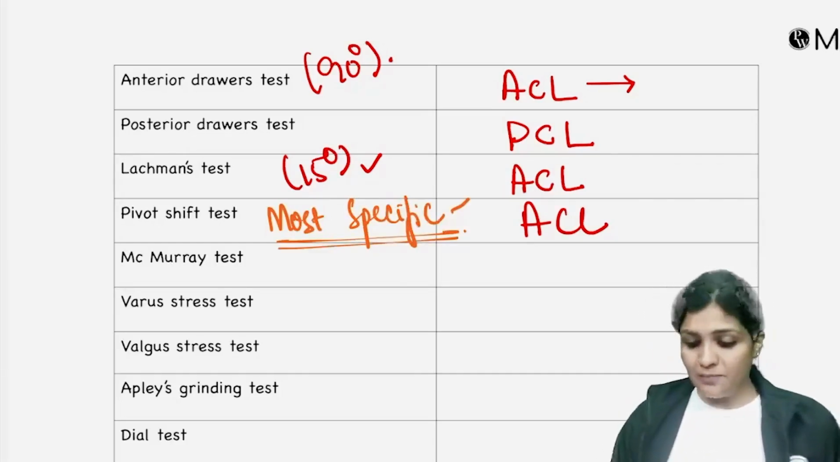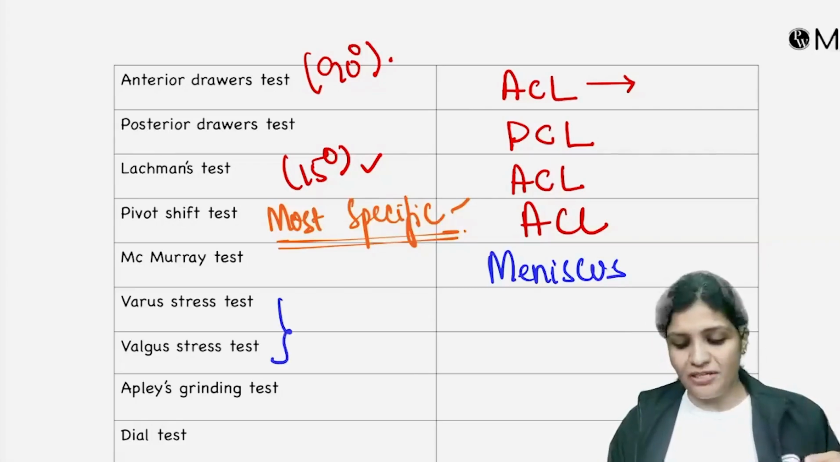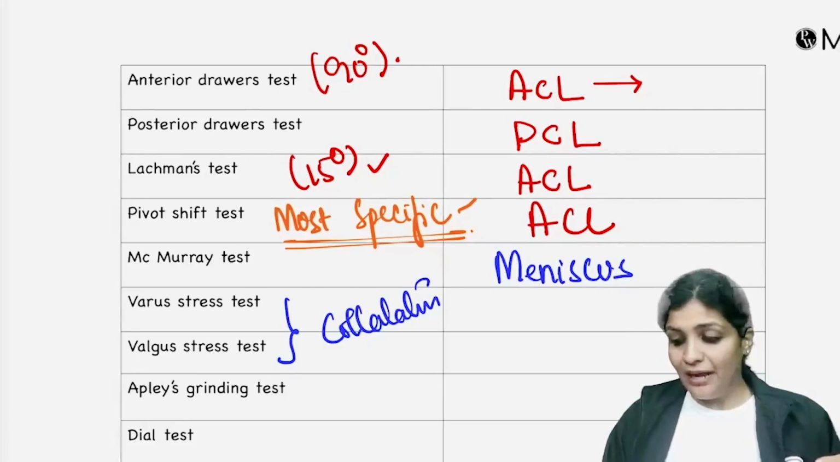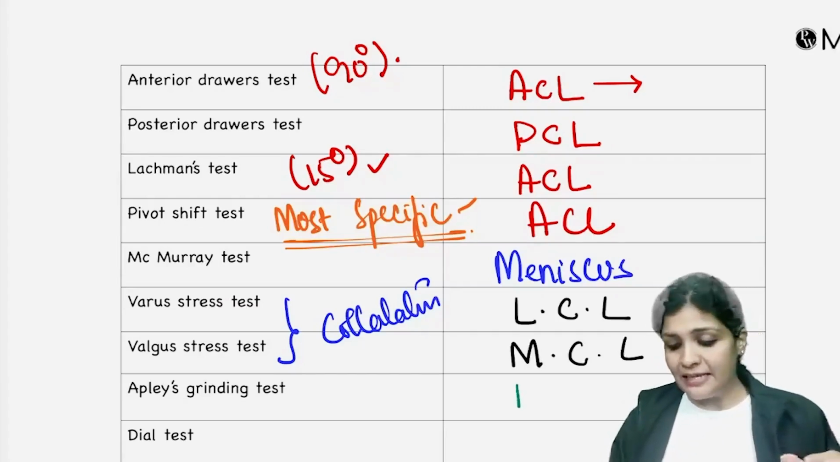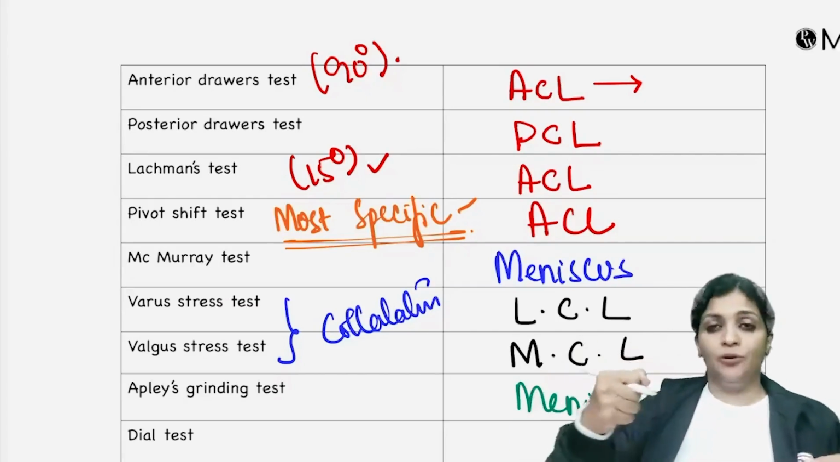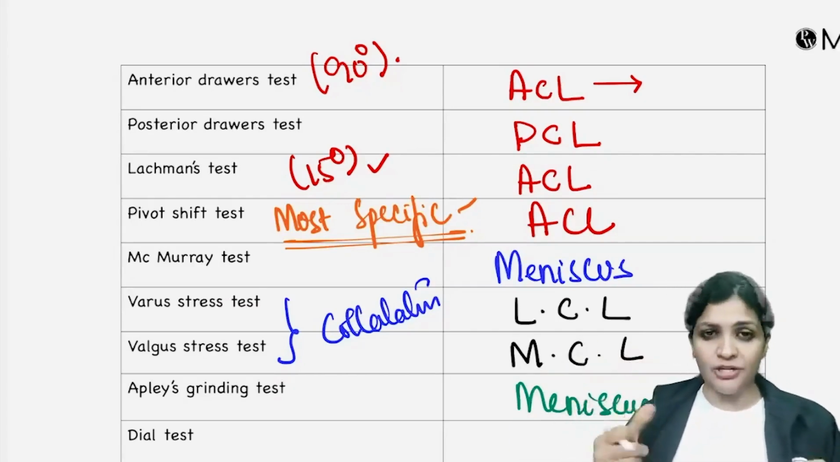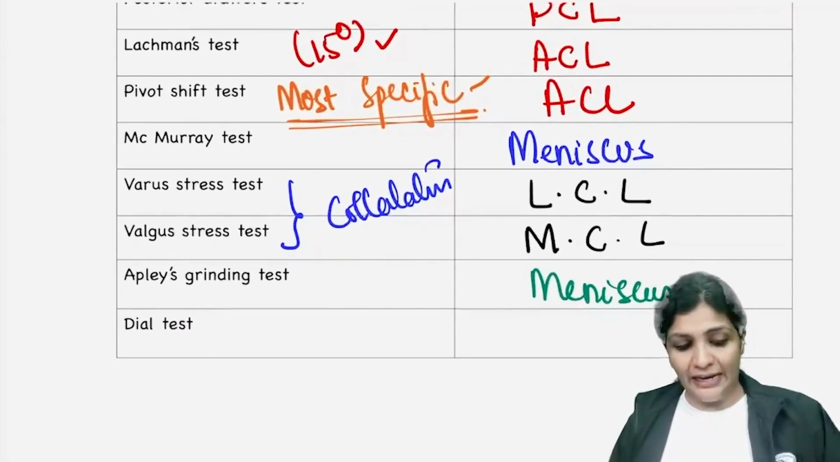And then McMurray's is for the meniscus. Varus stress test and valgus stress test, these two tests are for the collaterals. So varus is for your LCL, varus LCL, valgus MCL. And Apley's grinding test is again for your meniscus. You put the patient in prone position and you do external rotation and internal rotation, where there will be pain for the patient. This is called Apley's grinding test.